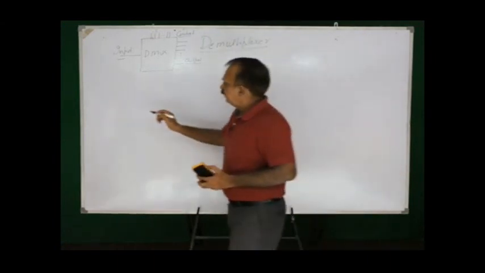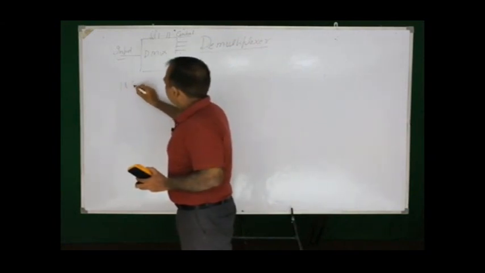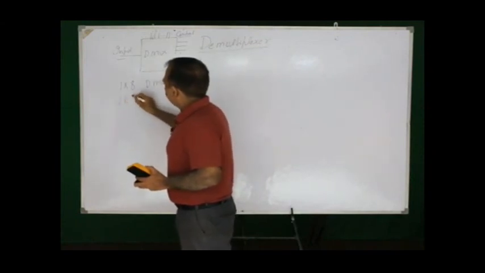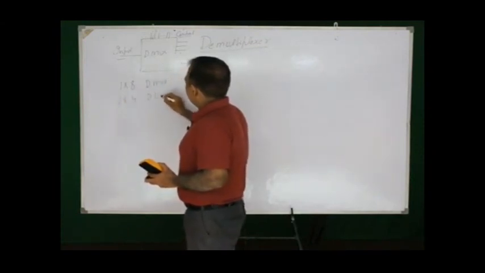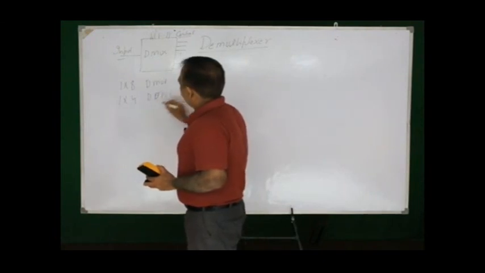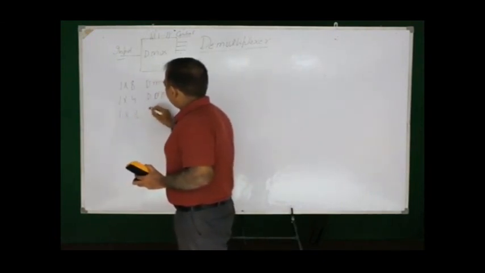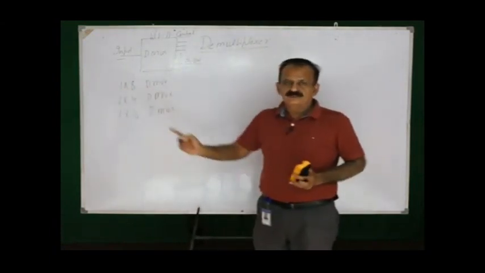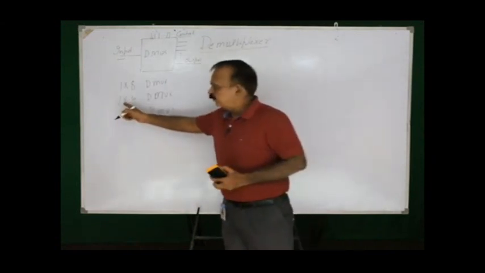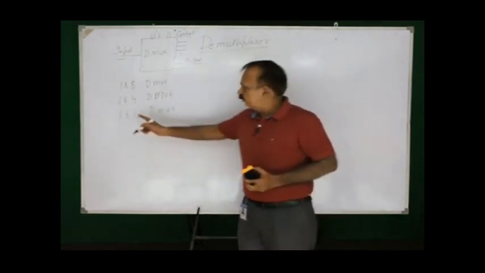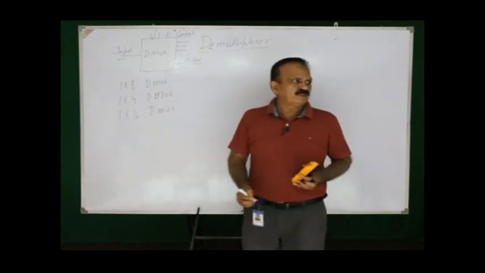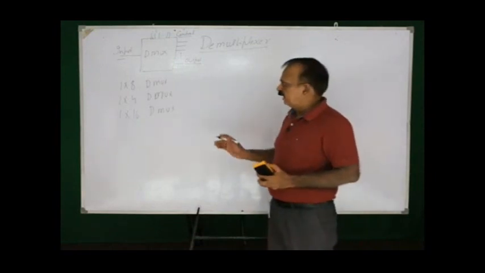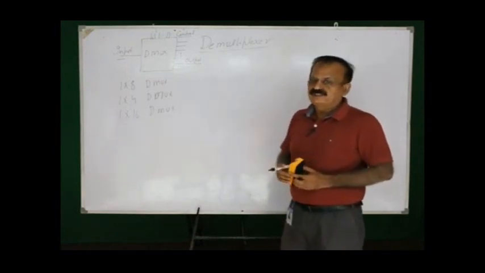Now it can be 1/8 demultiplexer, it can be 1/4 demultiplexer, it can be 1/16 demultiplexer. I hope it is very simple. A circuit with one input and 8 outputs is 1 into 8, one input and 4 outputs 1 into 4, one input and 16 outputs 1 into 16. Now these are the demultiplexers, 1 into 8, 1 into 4 and 1 into 16.